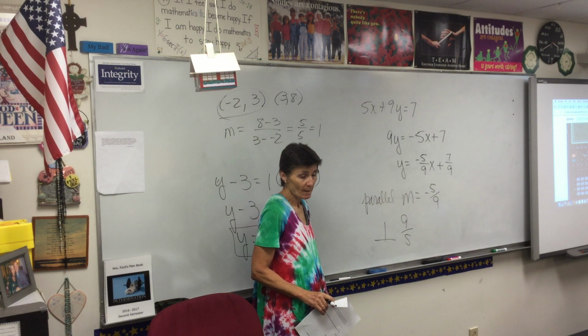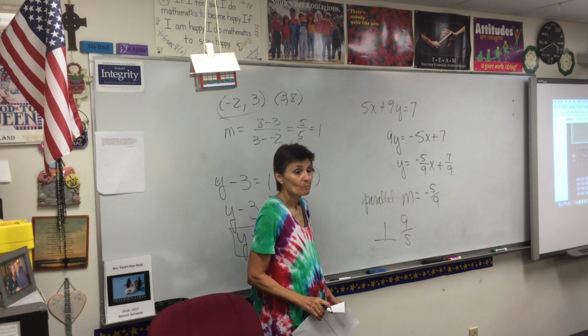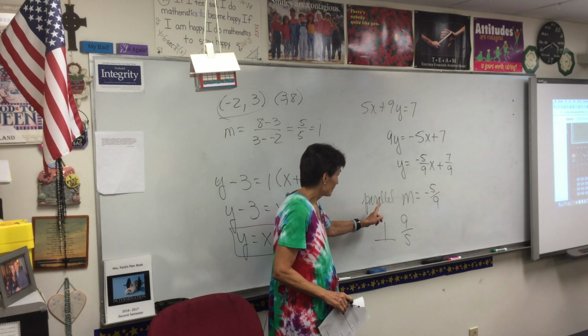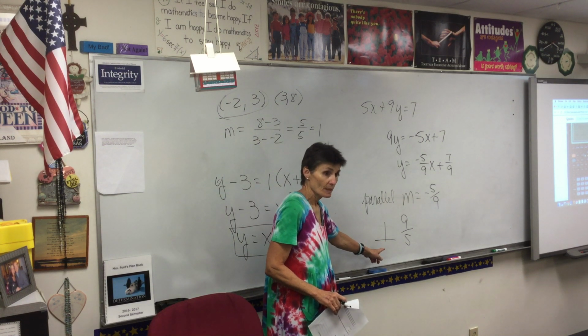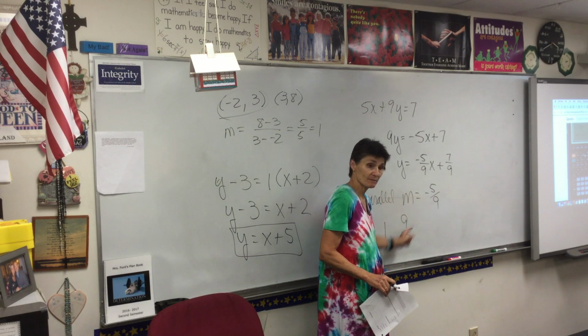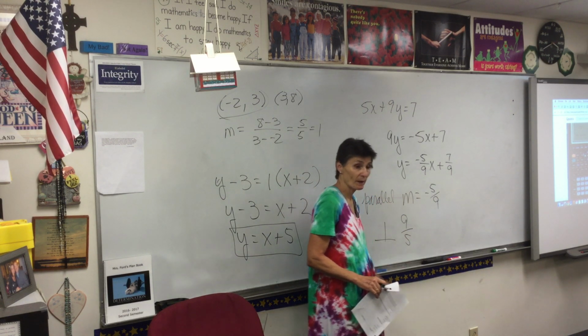Got it? Yep. So, if there was no negative sign on it, and we had to do the perpendicular, can we still make it negative? Yeah, these are going to be opposite signs. So if this is positive, this one will be negative. If this one's negative, this one will be positive.